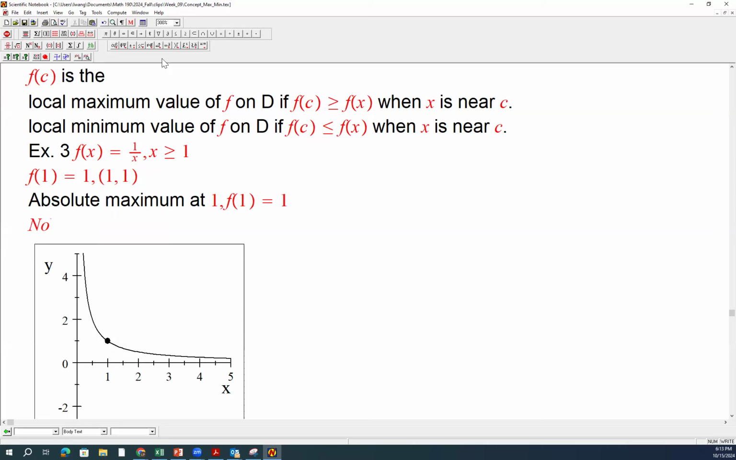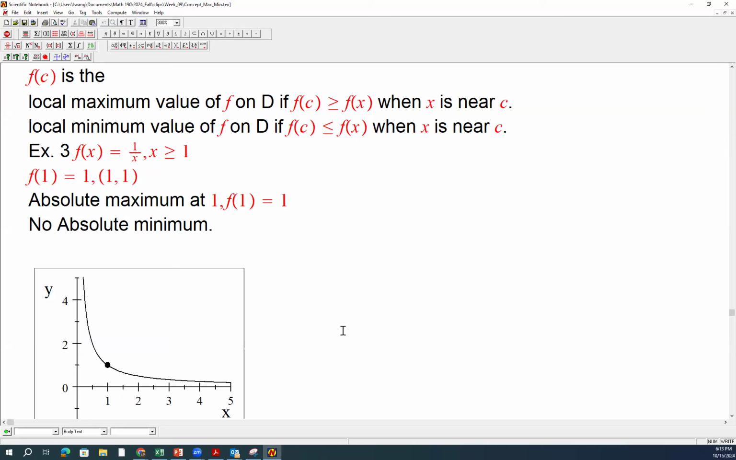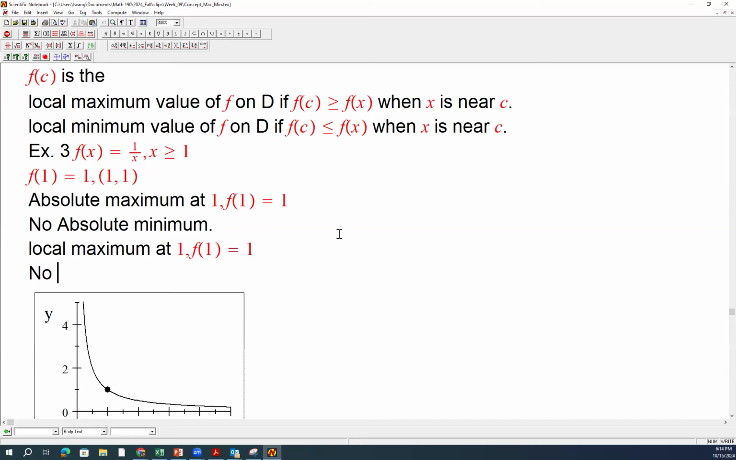So there's no absolute minimum. Now, do we have a local max or local min? Well, the absolute max is a local max, and we don't have a local minimum either. So we also have a local max, which is also at 1, but no local minimum. All right, so we get familiar with these pictures.